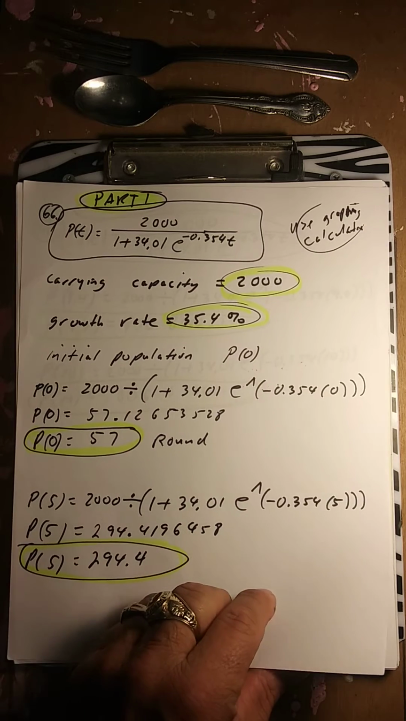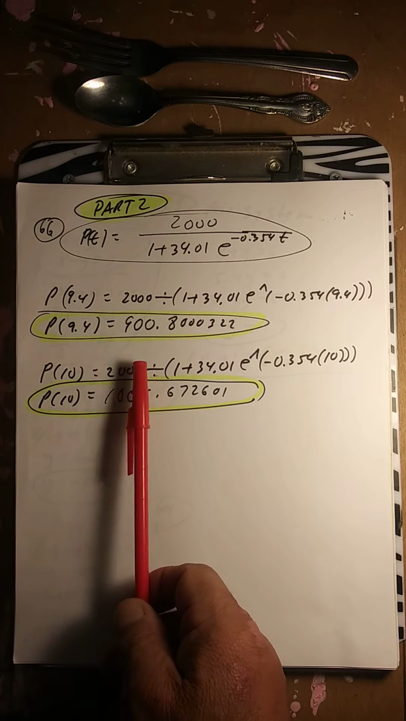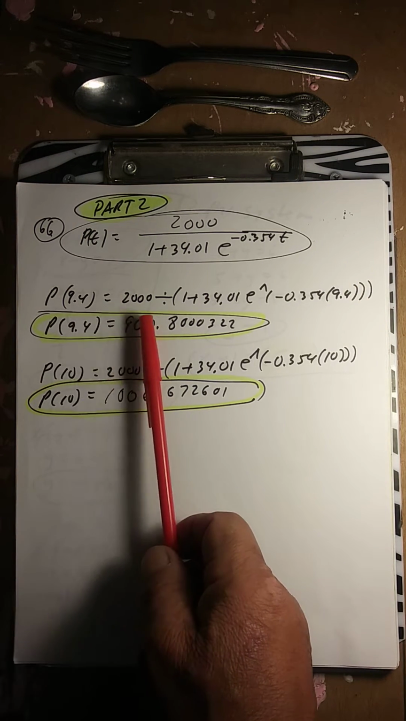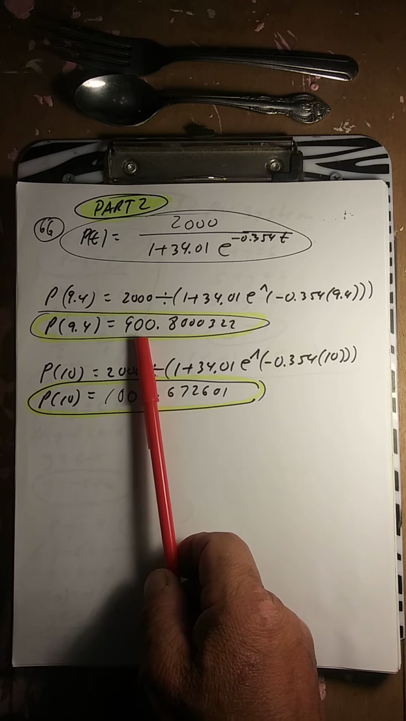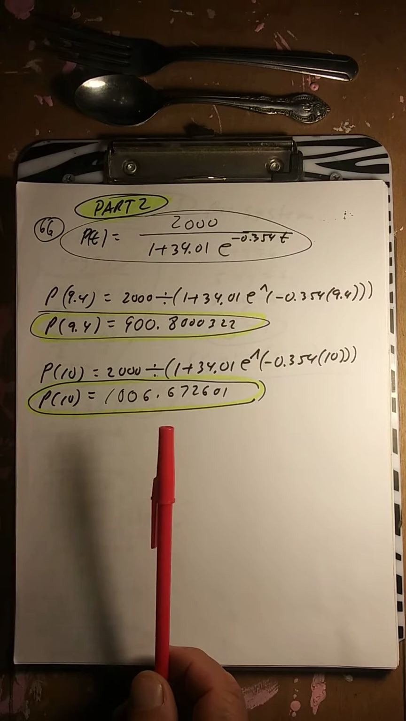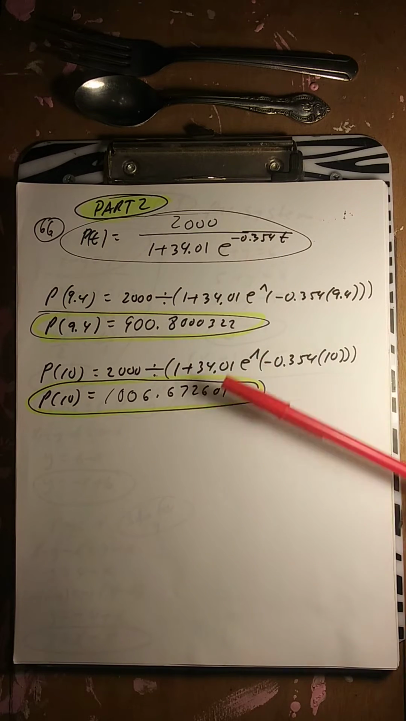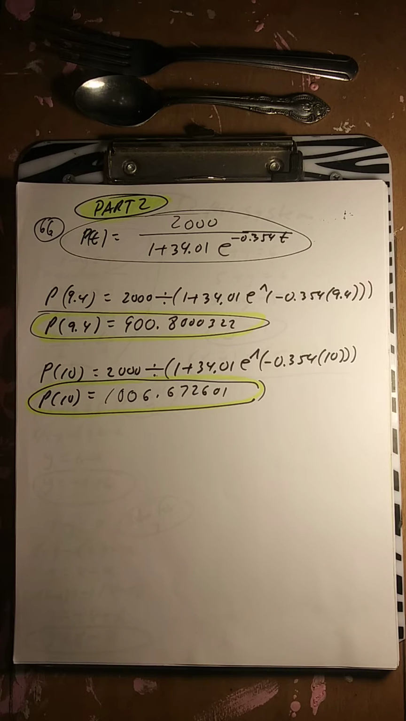Okay, now P of t, there it is again, the exponential function. Logistic. P of 9.4 gave me pretty close to half, 900.80, but to get half of that, P of 10 was pretty close to half of the carrying capacity. So that was close enough. P of 10 and P of 9.4.